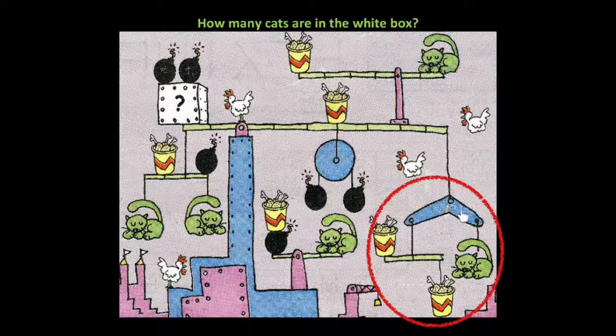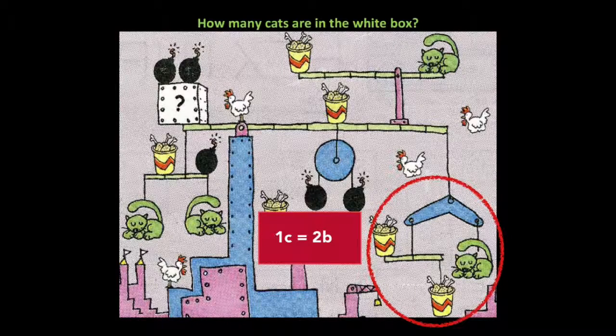And because these distances are the same, the clockwise moments due to the cat will be the same as the anti-clockwise moments due to the 2 buckets of chicken. And so I can say that one cat must be the same weight as 2 buckets of chicken. But we can see this elsewhere as well in the diagram.